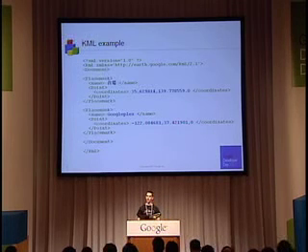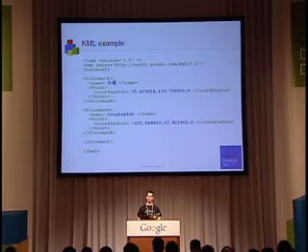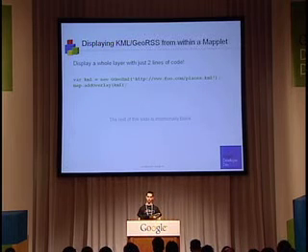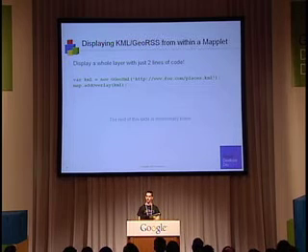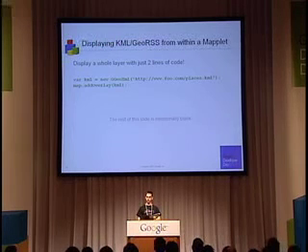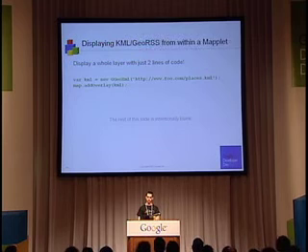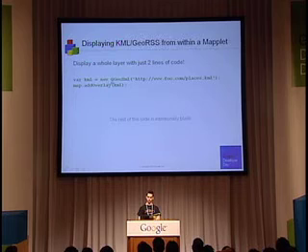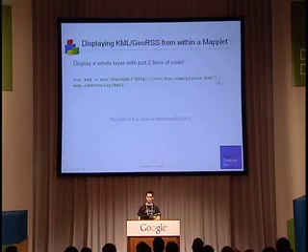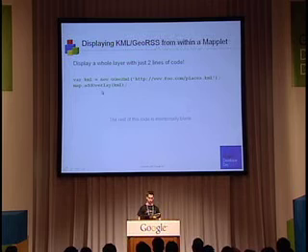And if you want to access this from your Maplet, it takes 2 lines of code. In order to display KML or GeoRSS from within a Maplet, you simply write this line of code, which loads a KML file, and then you add the KML file as an overlay to the map. So please do it this way.